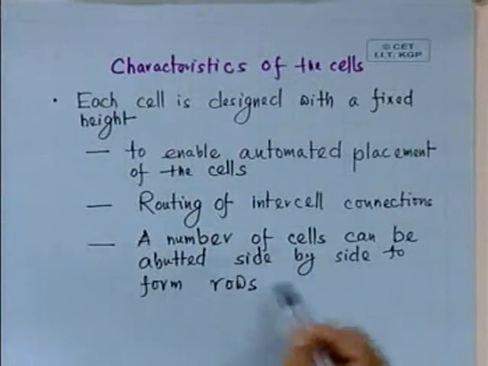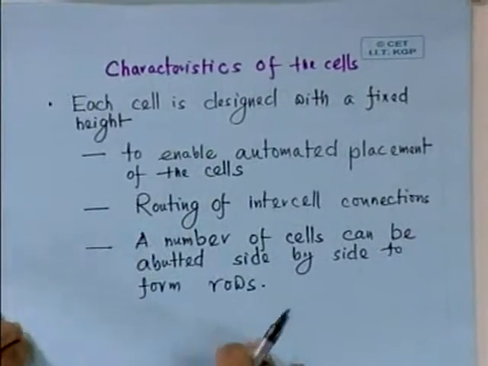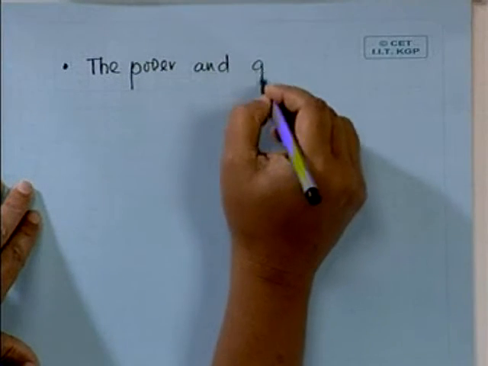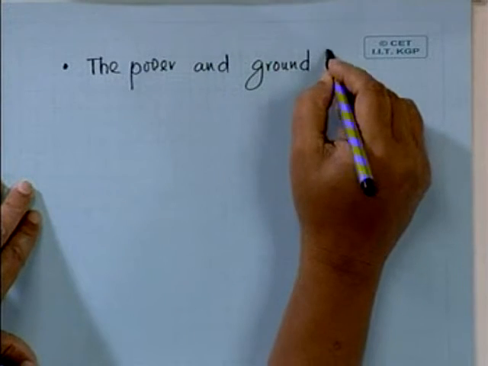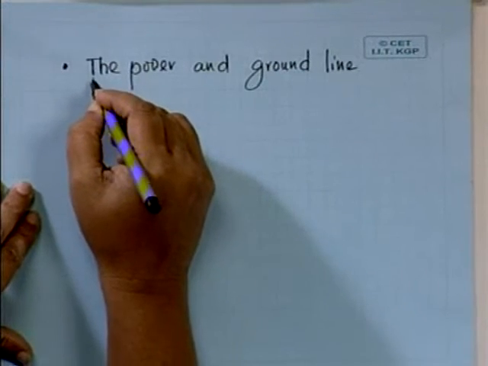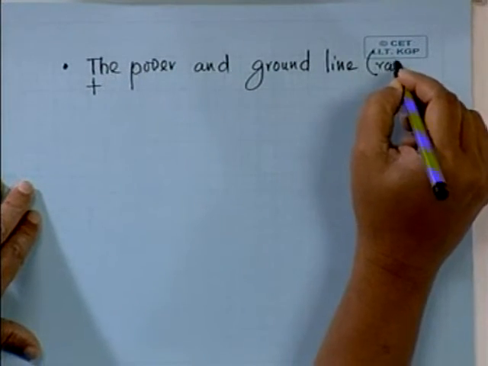In one row the cells are placed. A number of cells can be abutted side by side to form rows. Normally, the cells that are placed side by side use the same power line and the same ground line, and that reduces the area. Now, the second point is that the power and ground line, sometimes we call the rail.